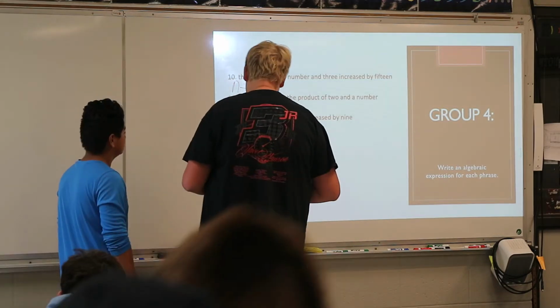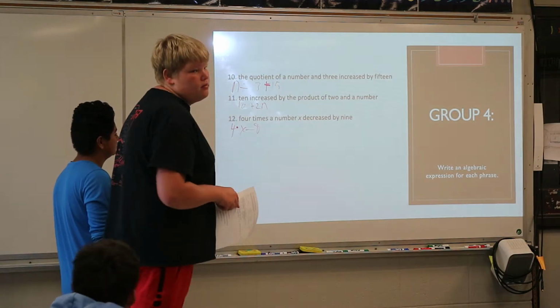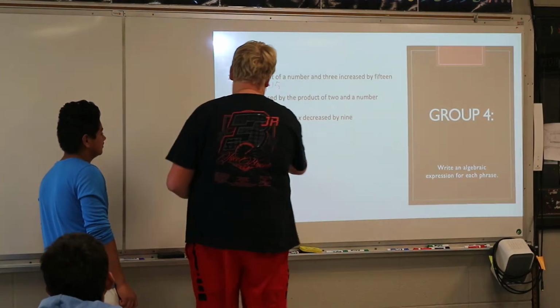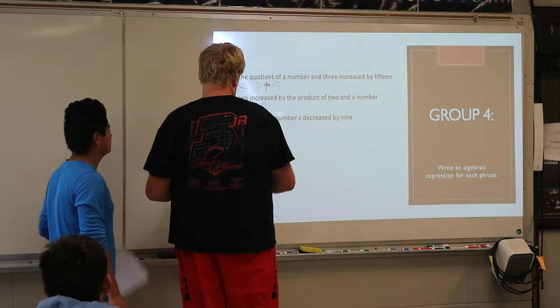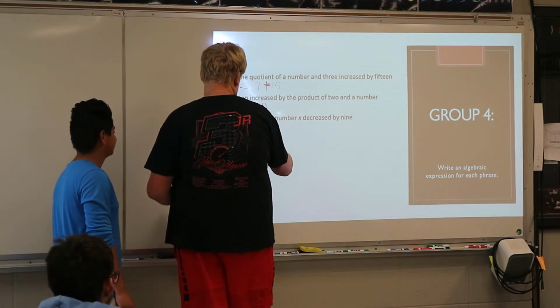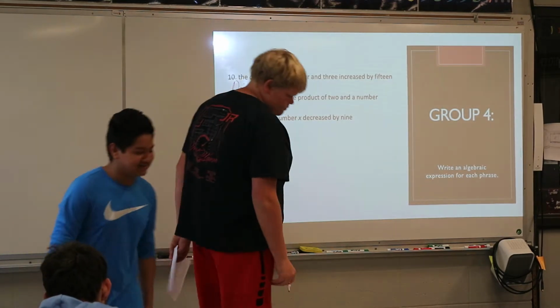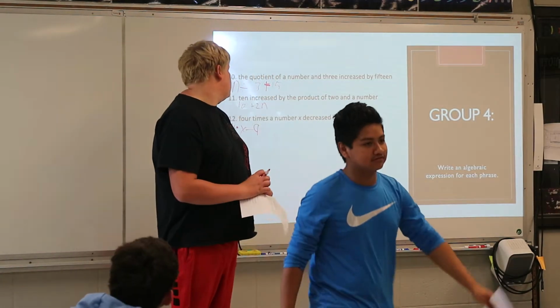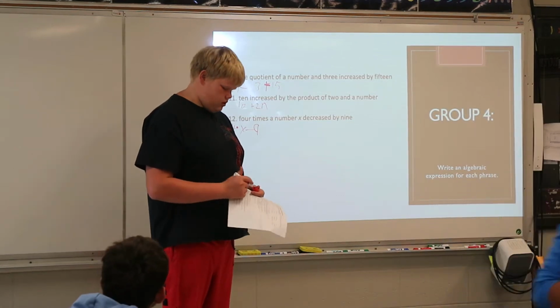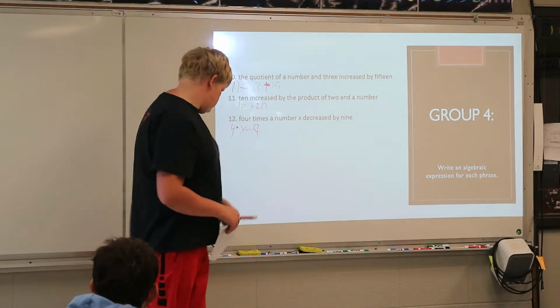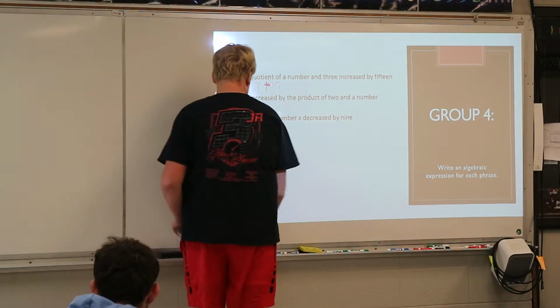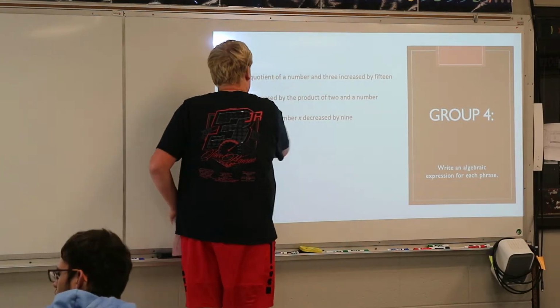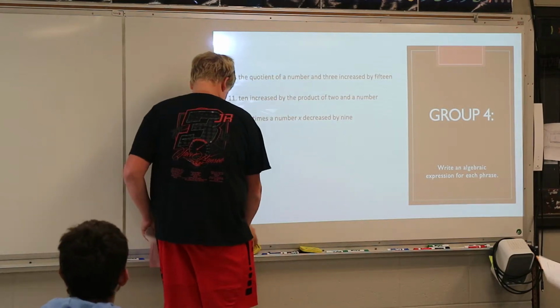And the last one. 4 times a number decreased by 8 or 9? 9. 9, thank you. What else? Boom, there you go. Very nicely done, all right. The top one is probably the most tricky. If they had a comma or a parenthesis in there, they'd have to put it, but very nicely done. A quotient of a number and 3, and then we're increasing it by 15. Let's go around.